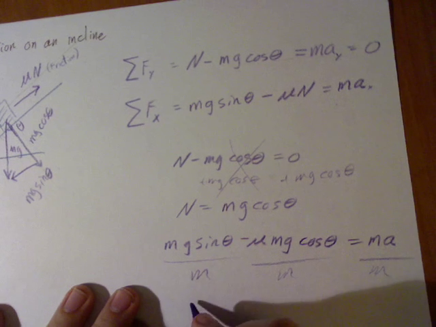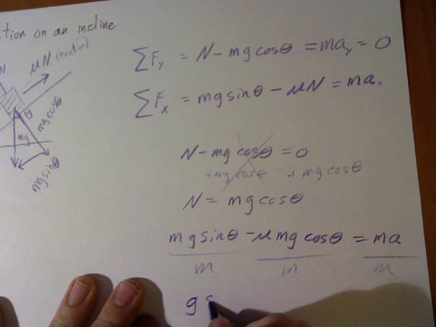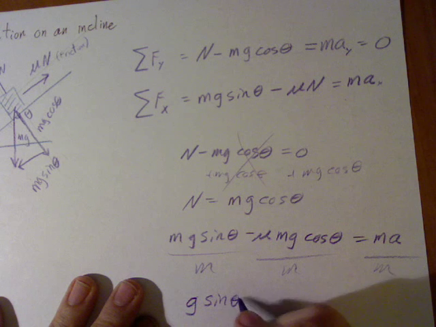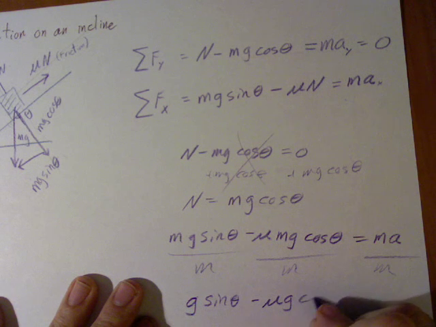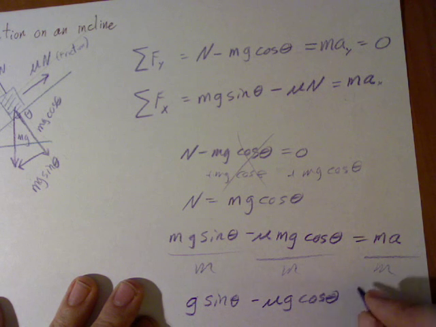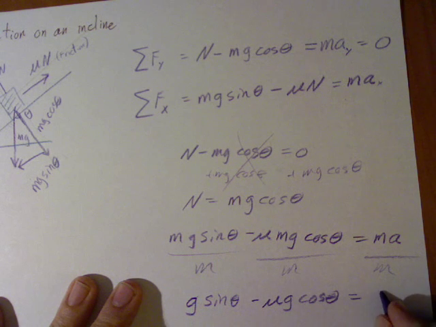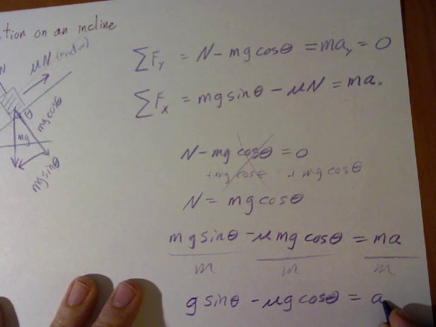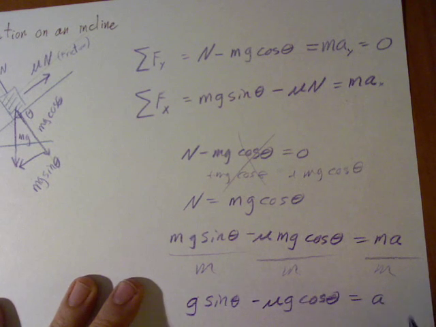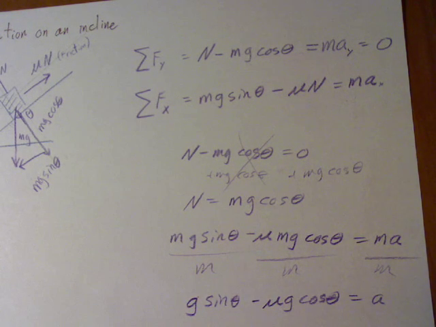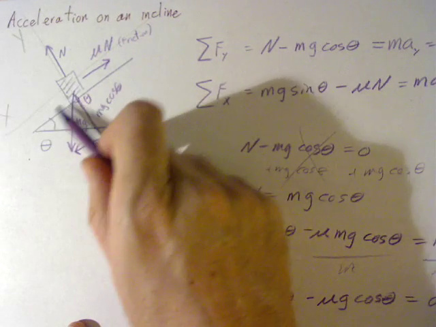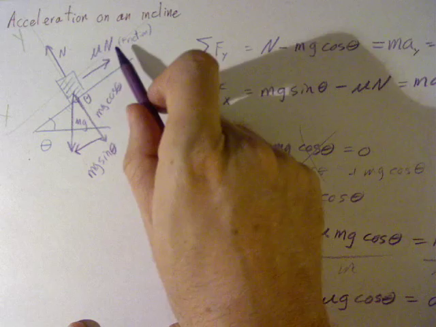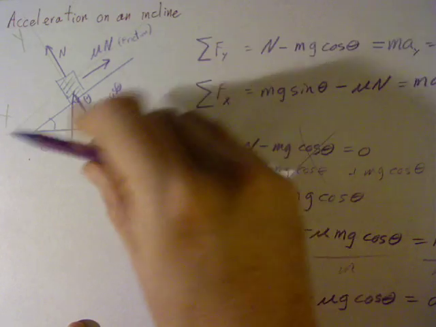And we get g sine theta minus mu g cosine theta equals a. Now, there is one case we need to watch out for here. If a becomes a negative number. Since we said that going down the incline was positive, going up the incline would be negative. That's just the way we happen to define it.